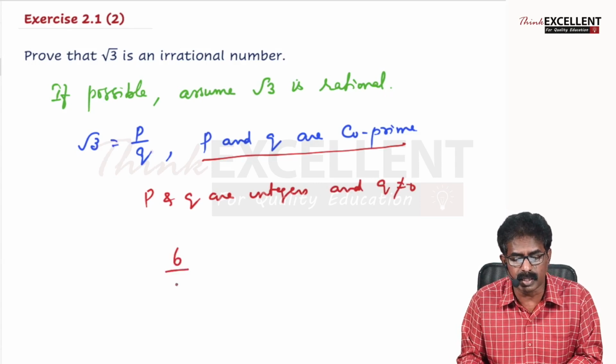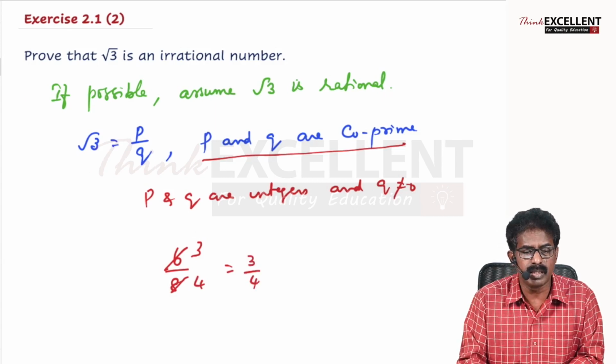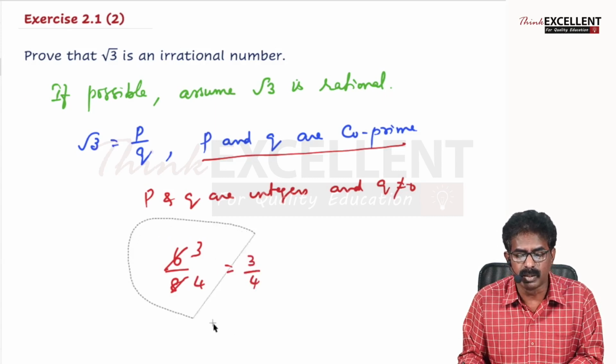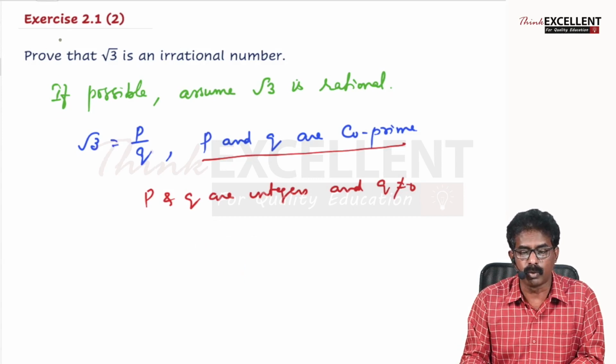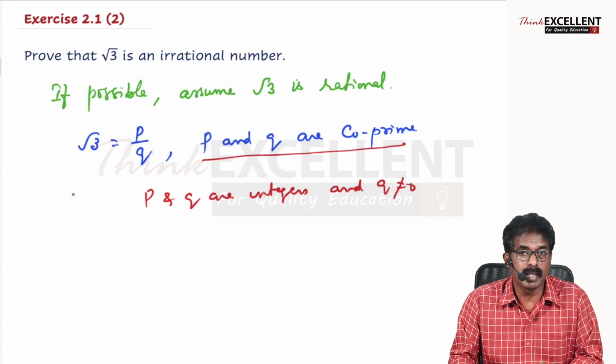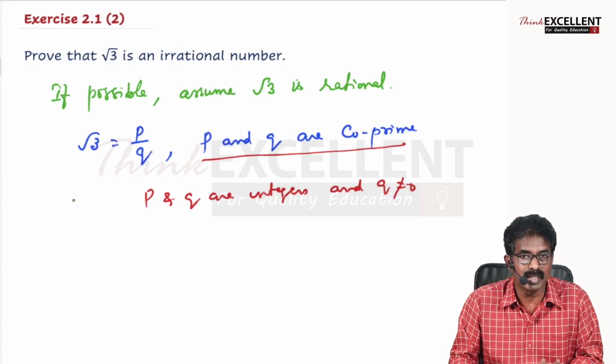Suppose if it is 6 by 8, they are not coprime. You can cancel it, no? 3 and 4. We write it as 3 by 4. So they are in their lowest form, right? So nothing is common other than 1. Okay, so that's the meaning of coprime. Okay, root 3 is P by Q. P and Q have no common factor other than 1.